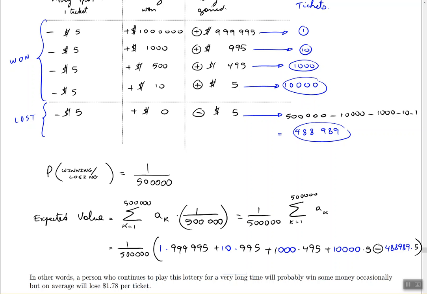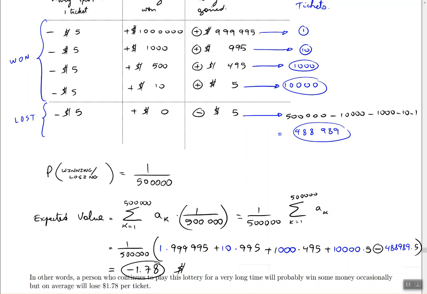All right, so now we're gonna punch everything into the calculator and we'll find out that the answer will be negative 1.78. And by the way, this is a dollar amount. So in other terms, on average, people will lose $1.78 if they keep playing this lottery that is described in this problem.